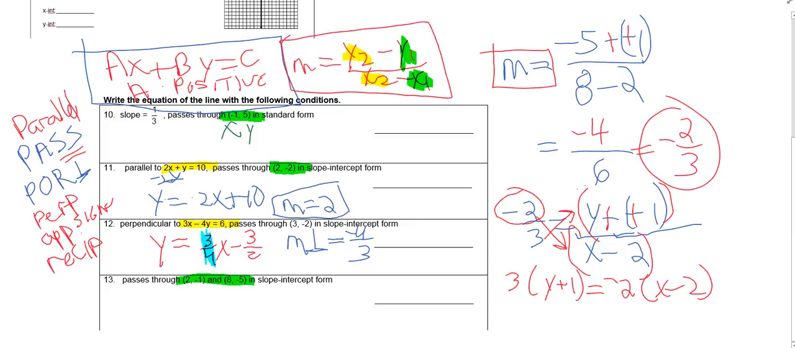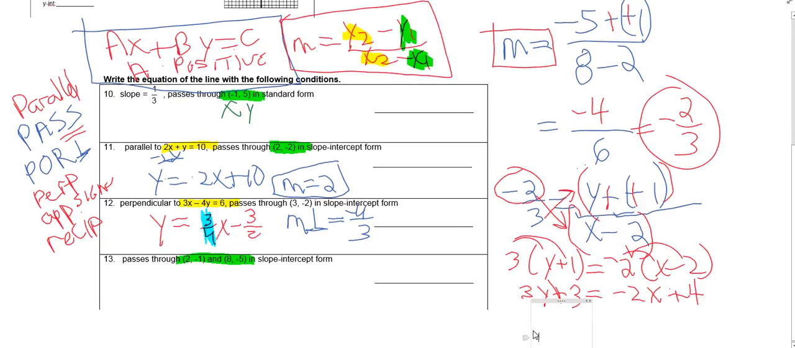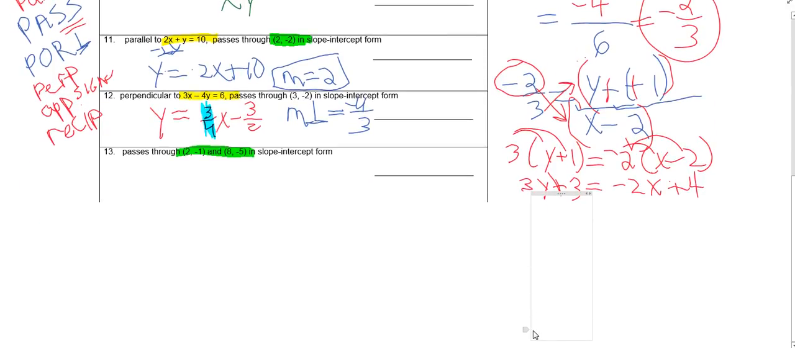Let's see, we have distributing 3 to both sides. We have 3y plus 3. Whoops. And then distributing a negative 2, we have negative 2x. And then when we distribute the negative 2 to the minus 2, we get a positive 4. So this is in slope-intercept, right? So let's see if we can do this problem, if we have enough space down here. Okay.